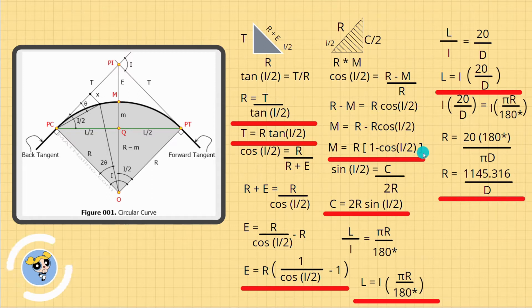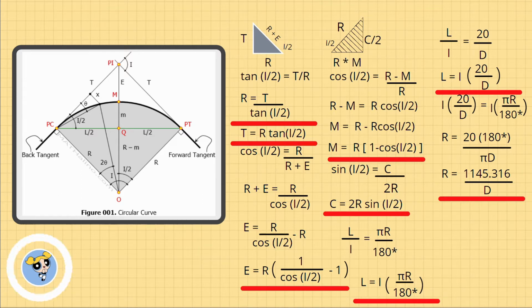For the chord, we have C over 2 or L over 2 as the opposite and R as the hypotenuse. Hence, we will use the SOH. So sine of I over 2 is equal to C over 2R. Finalizing the formula, C is equal to 2R multiplied by sine of I over 2.